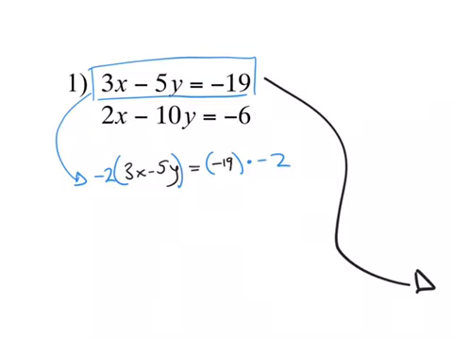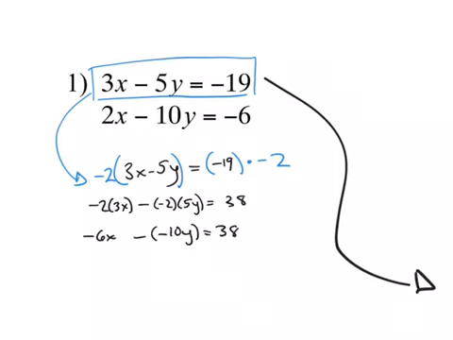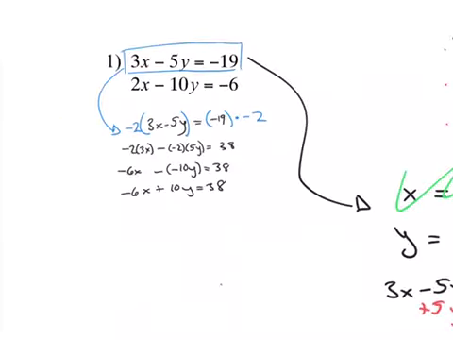Distributive property, on the left side I got negative 2 times 3x minus negative 2 times 5y is equal to positive 38. So I get negative 6x minus a negative 10y is equal to 38, so negative 6x plus 10y equals 38. And I knew that's where I was headed. I knew that if I multiplied through by a negative 2, I'd get negative 6x, positive 10y, and whatever negative 19 times negative 2 is. So that means I have a nice equation here. The left side is negative 6x plus 10y. The right side is positive 38.